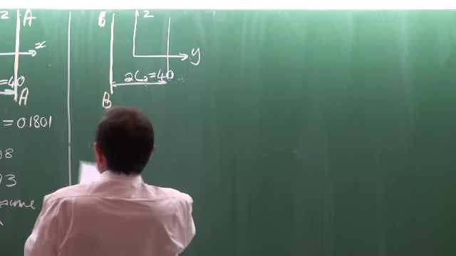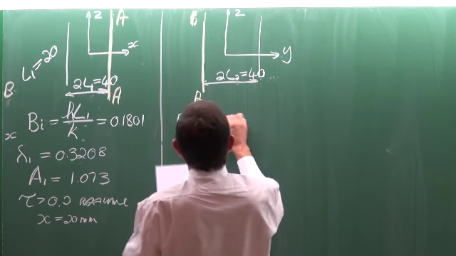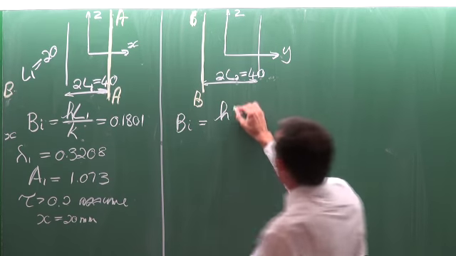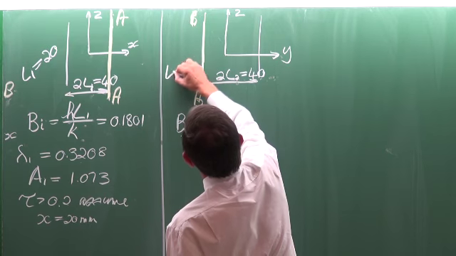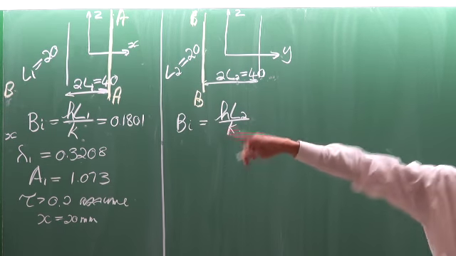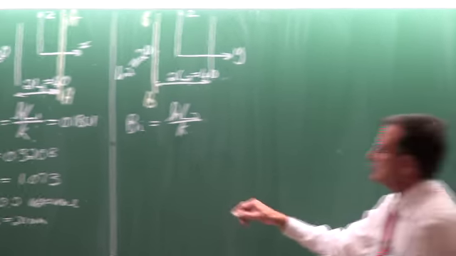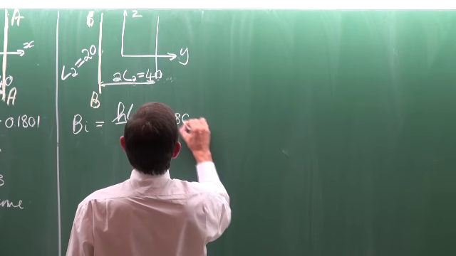Now, the calculation of the Biot number is equal to, again, the heat transfer coefficient, but now L2 divided by K. In this case, L2 is also 20 millimeters. So it's the same as with the previous one. So if we calculate it, it is equal to 0.1801.